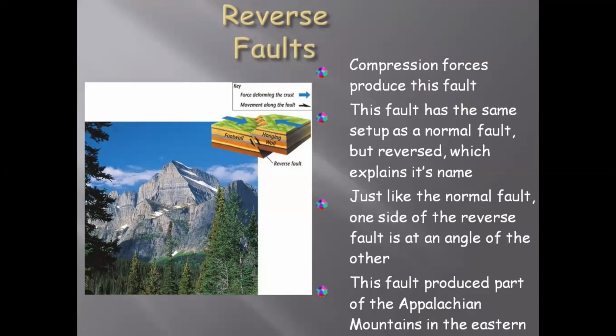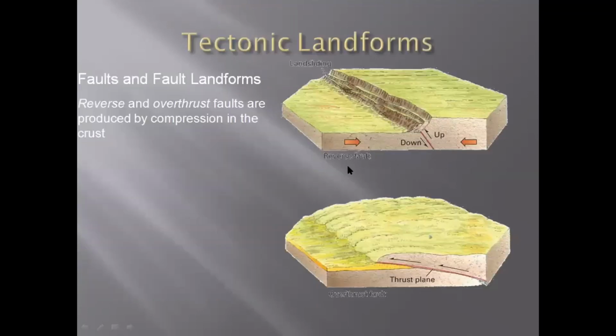We will have a talk on this tomorrow, so you guys can join and see one of the thrust sheets that are present in Pakistan. We call it the Salt Range, and an example from the United States is the Appalachian Mountains.